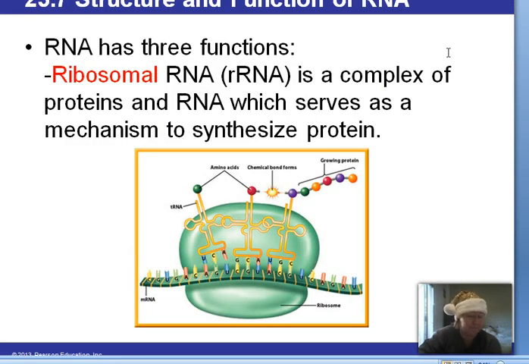Ribosomal RNA. rRNA is basically this big giant blob, this sandwich blob here that actually squishes the tRNA and the mRNA together and makes this code come together. This is rRNA. Say it 5 times fast.